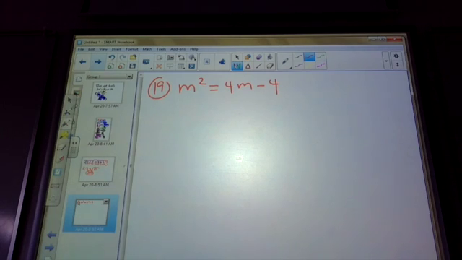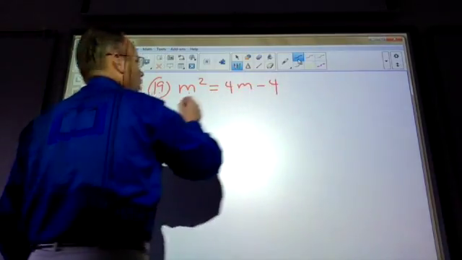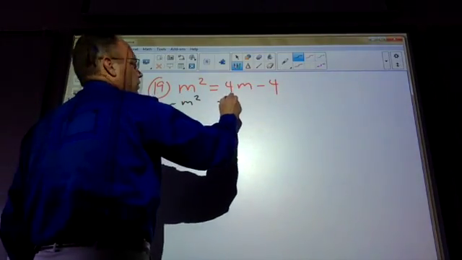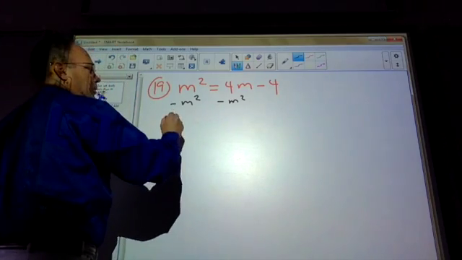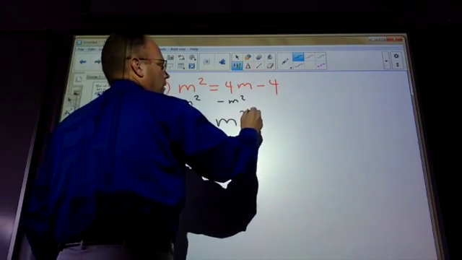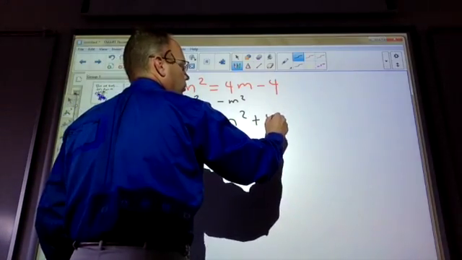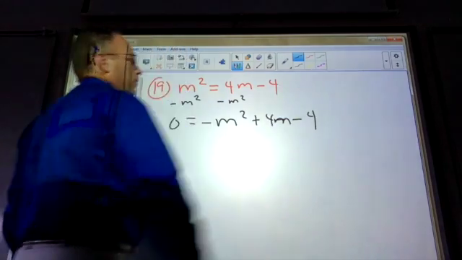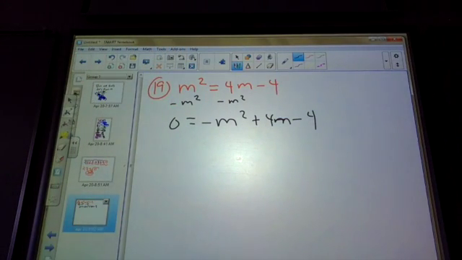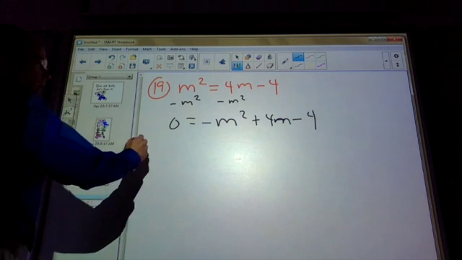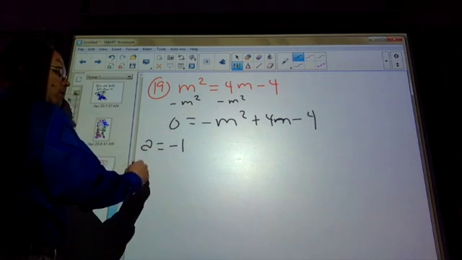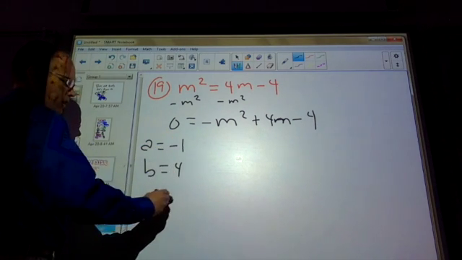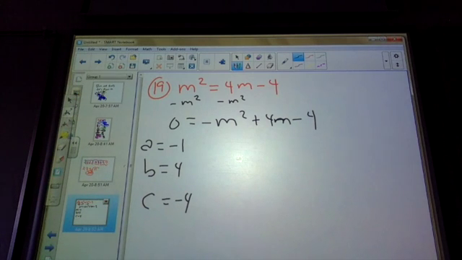Oh, we can move the m squared to the other side. All right, so I'll move it over. So I'm going to subtract this from both sides. So that gives me 0 is equal to negative m squared plus 4m minus 4. Okay? So our a value is negative 1, our b value is 4, my c value is negative 4. You okay about that? Yes. Everyone with me on this?